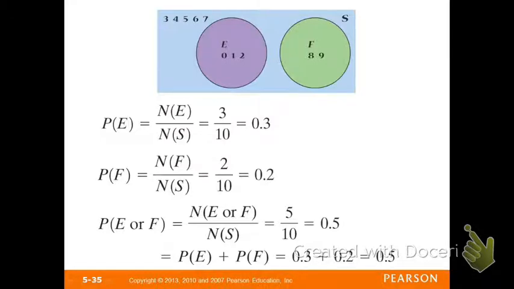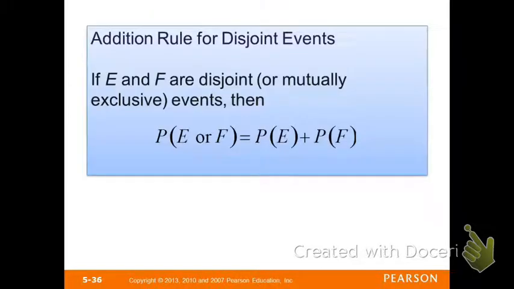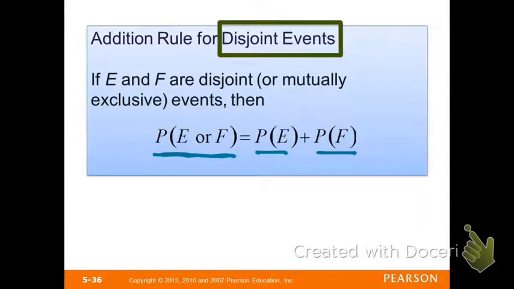So that is the rule that we will use for disjoint events. If we have events that are disjoint or mutually exclusive, the probability of the union of those two things is going to be the sum of the probabilities. So if we write it in mathematical notation, the probability of E or F is simply the probability of E plus the probability of F, but only if the events are disjoint or mutually exclusive.